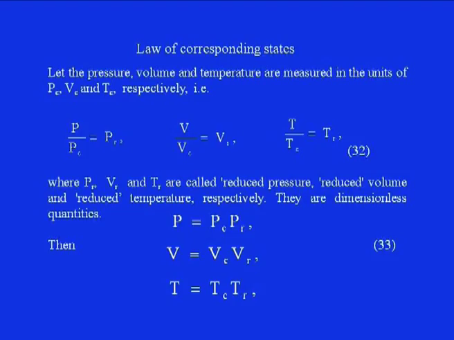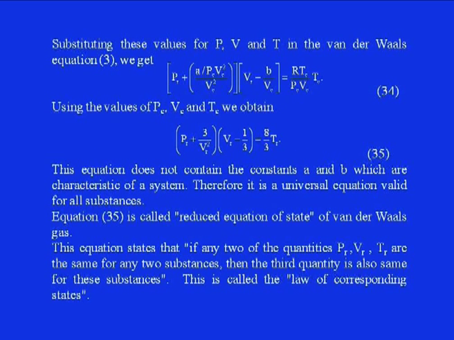So, this equation states that if any two of the quantities P r, V r and T r are the same for any two substances, then the third quantity is also the same for these substances. This is called the law of corresponding states. Let me repeat it again. If any two of the quantities P r, V r and T r are the same for any two substances, then the third quantity is also the same. So, it expresses the fact that by using the reduced parameters, the isotherms of all substances can be made to coincide.